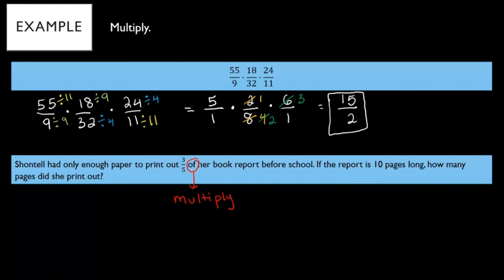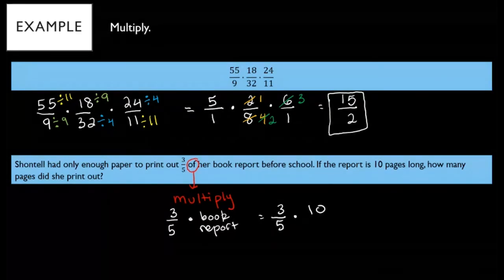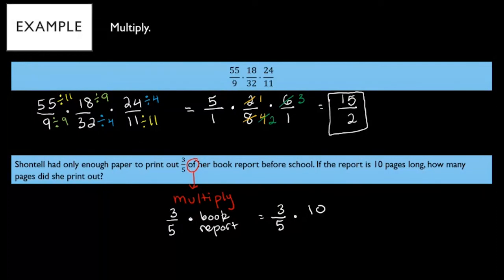And what we've got literally here is 3/5 of, so that's a multiplication, of her book report. And so the book report is 10 pages long. So this is really 3/5 times 10, because that's basically what the book report is. So I basically took this whole section, because most of the word problem has words we don't need. All I needed was this part and then just the fact that it's 10 pages long. And that's all I needed in order to figure out what we're doing here.